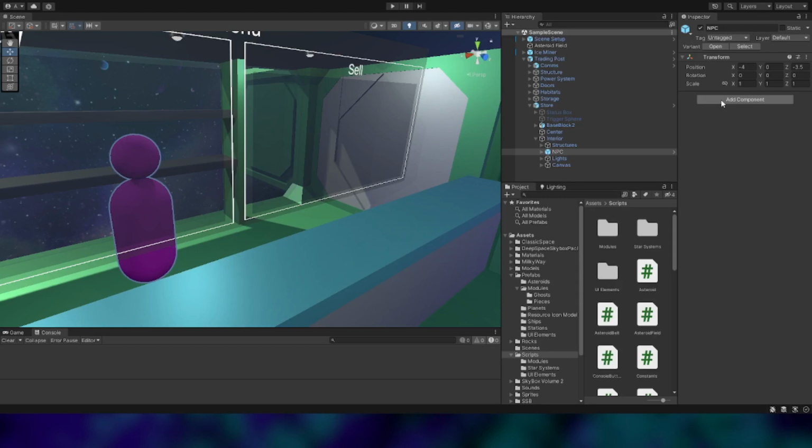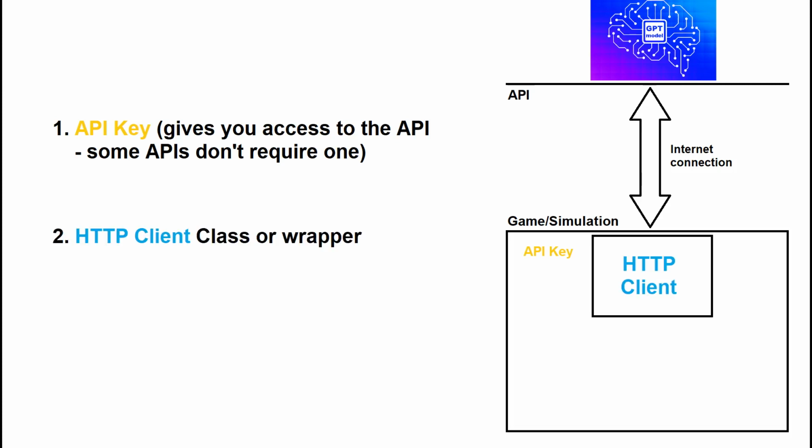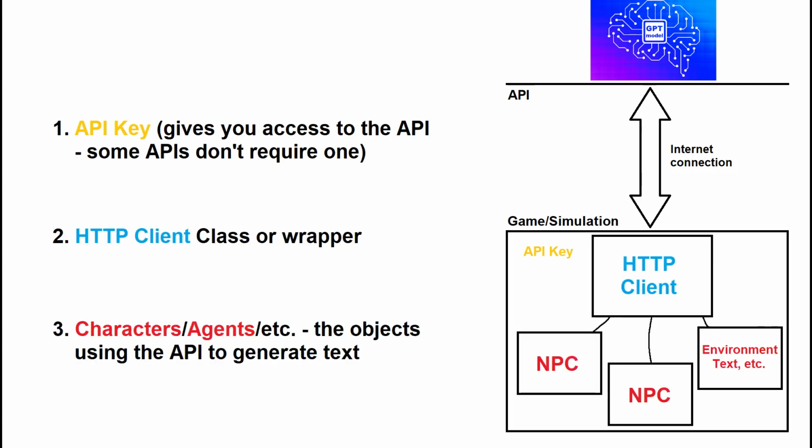To make this work, you'll need three main pieces: an API key stored somewhere safe, an HTTP client that will handle communication with the API, and the chatbots, agents, or characters that will be using the client to generate dialogue.